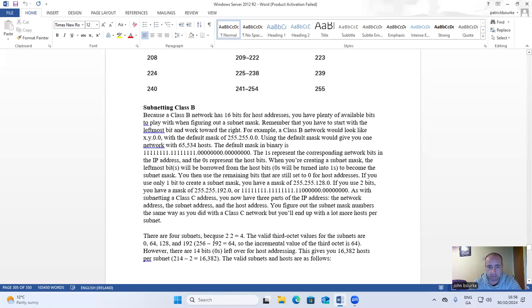There are 4 subnets because 2^2 equals 4. The valid third octet values for the subnets are 0, 64, 128, and 192. 256 minus 192 equals 64, so the incremental value of the third octet is 64. However, there are 14 bits (zeros) left over for host addressing. This gives you 16,382 hosts per subnet: 2^14 minus 2 equals 16,382. The valid subnets and hosts are as follows.